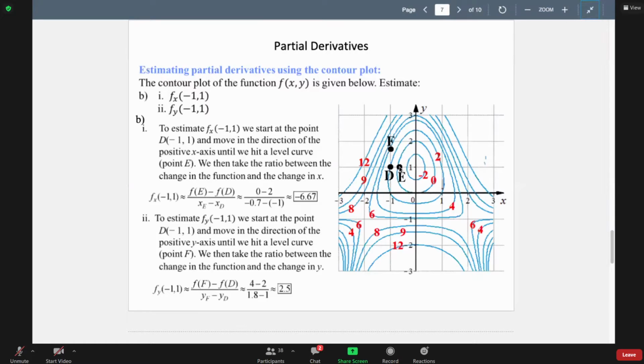It's difficult to say, but you see that if the X coordinate of D is 1, then E is more or less 0.6 or 0.7. They assume that's 0.7, okay? Again, this is just a rough estimate. So F of E, what is the value on the contour E? You see, it's 0. What is the value of the contour at D? Well, it's 2. So F of E minus F of D is 0 minus 2, and then XE minus XD is 0.7 minus 1, so that's minus 0.3. So that's minus 6.67.